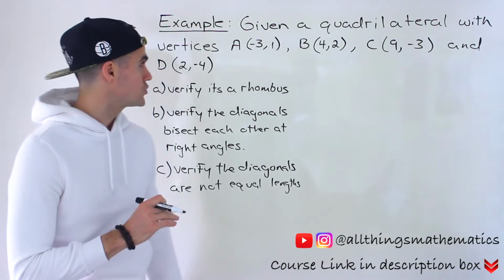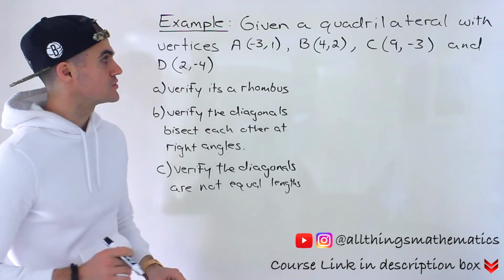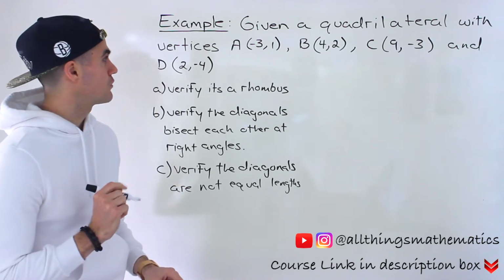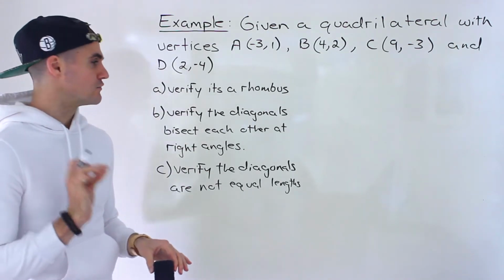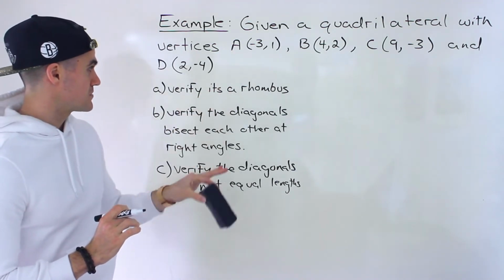Moving on to the next question dealing with quadrilaterals. We are given a quadrilateral that has these vertices: A(-3, 1), B(4, 2), C(9, -3), and D(2, -4). And then we have to answer these questions dealing with that specific quadrilateral.